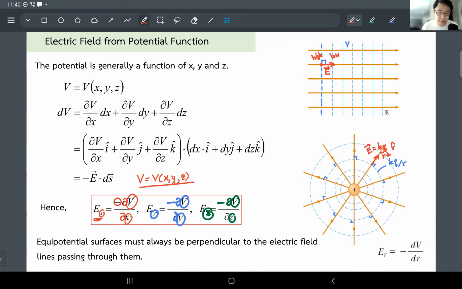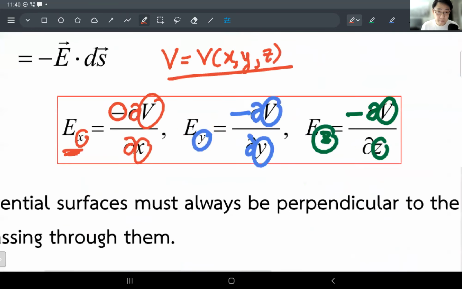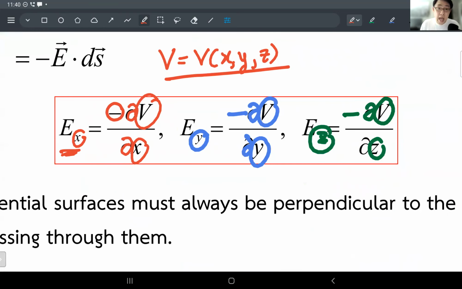Okay. But for those of you that haven't done vector calculus just yet, that is okay. As we said, the recipe is simple. Even though you don't understand the underlying things of this formula, I'm giving you the components and you just cook according to the recipe. If you are given the V, take the derivative with respect to the coordinates one by one, slap in the negative sign, and you get the electric field's components in those coordinates. And you are done.